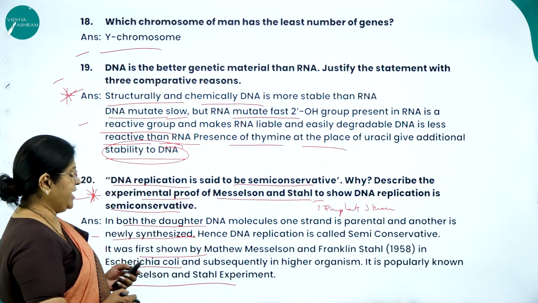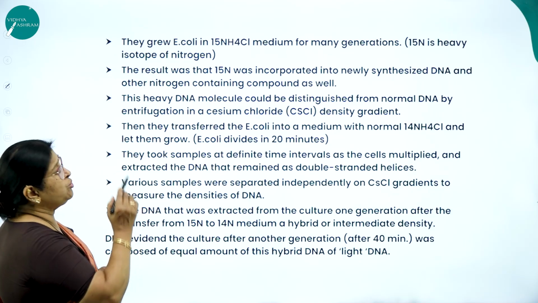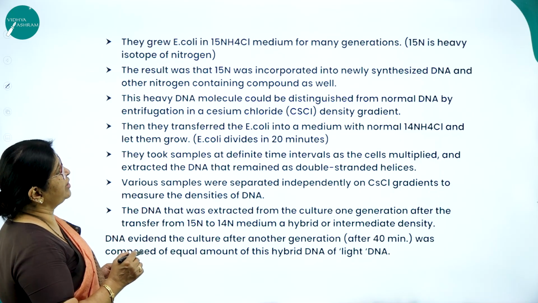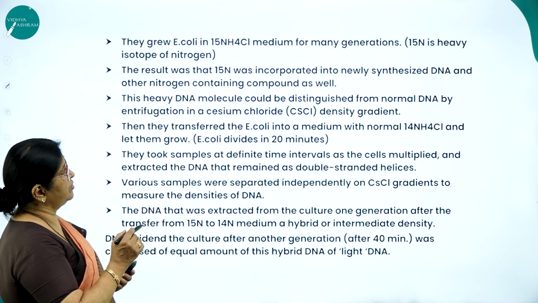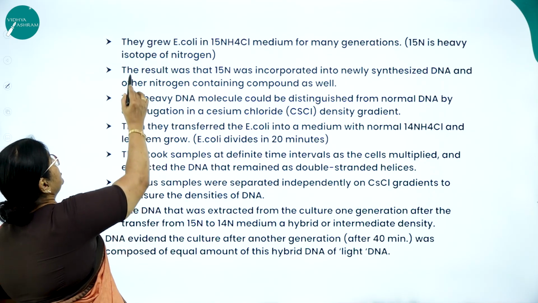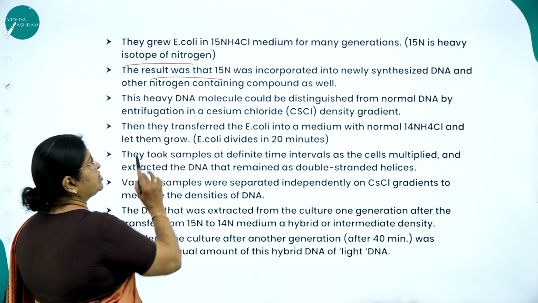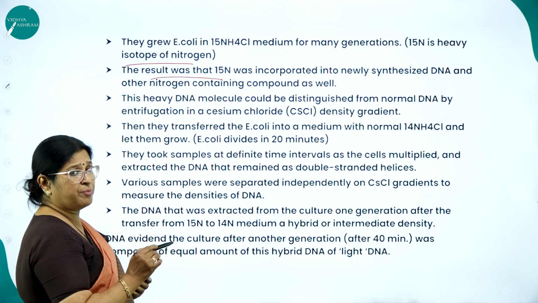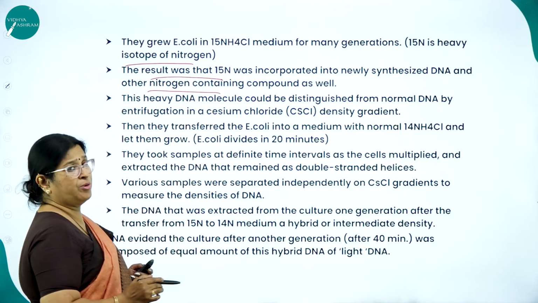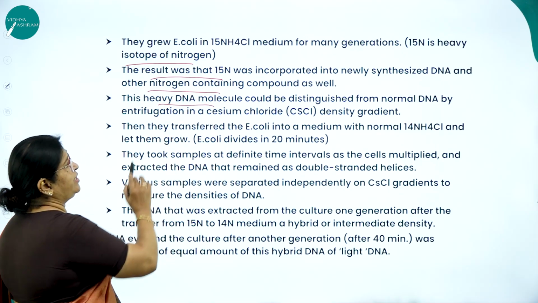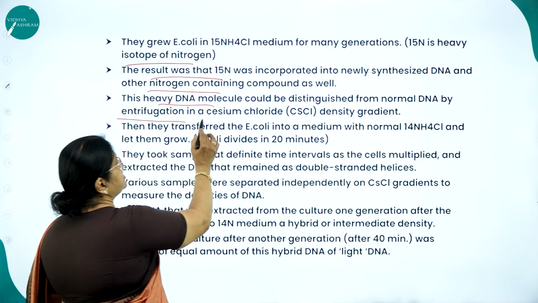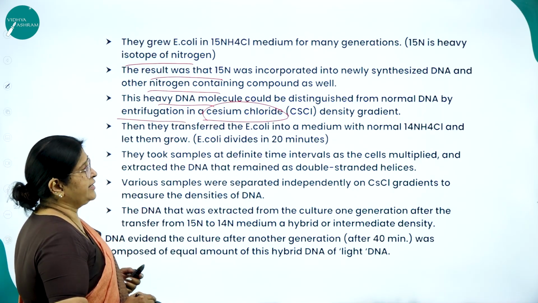They grew E. coli in 15N, that is ammonium chloride medium, for many generations. As we know, 15N is a heavy isotope of nitrogen. The result was that the 15N was incorporated into newly synthesized DNA and other nitrogen containing compounds as well. This heavy DNA molecule could be distinguished from normal DNA by centrifugation in a cesium chloride density gradient.